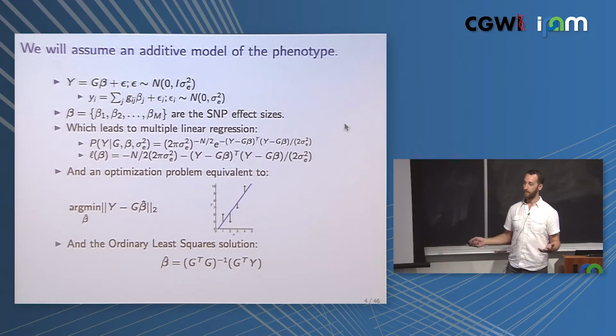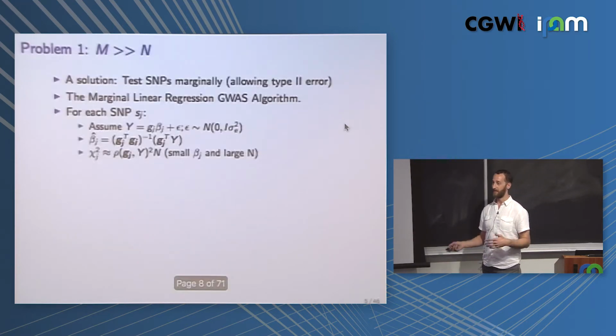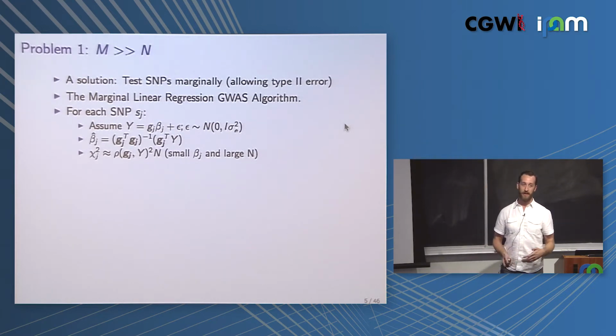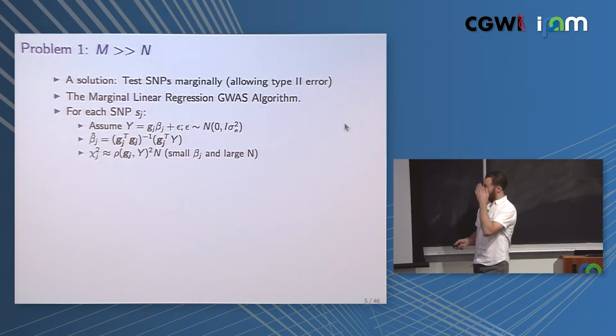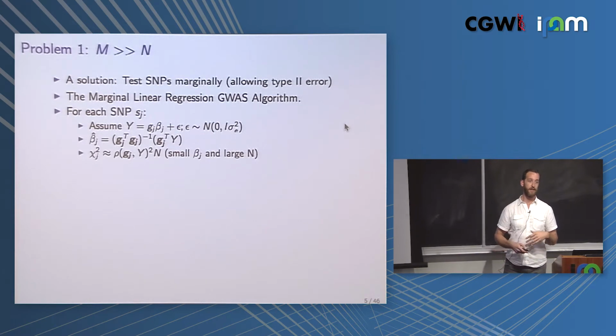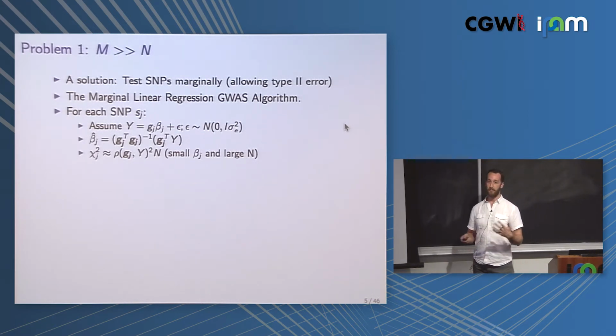The first problem that we encounter when we're trying to do a genetic association study is that the number of SNPs that we have is much larger than the number of individuals. And so what do we do? Well, we say we're going to accept some type 2 error, and we'll just test each SNP marginally. All of the other SNPs that aren't this G_j SNP get pushed into this error. And now we estimate beta_G this way.